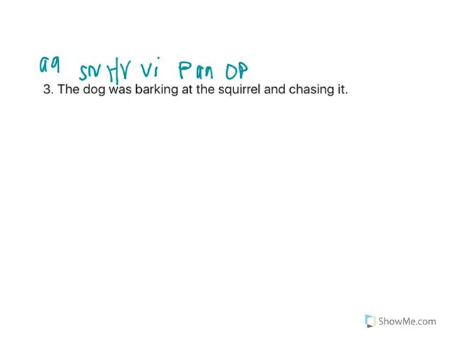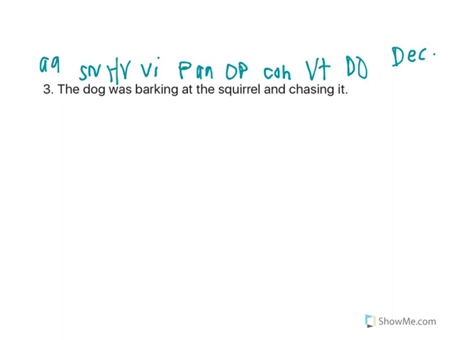And then here, chasing is going to be a verb transitive. Chasing what? It. It's our direct object. And is going to be a conjunction. So this is a declarative sentence. Is this a simple sentence or a compound sentence? The dog was barking at the squirrel and chasing it.